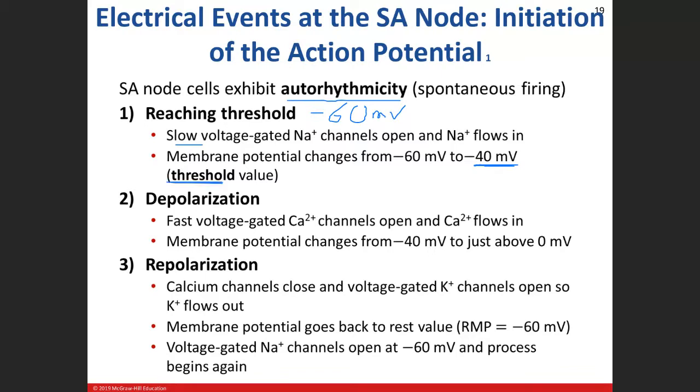What was the threshold value in neuron? Remember, what's the resting membrane potential in neuron? -70. So do you remember what the threshold value was in a neuron?